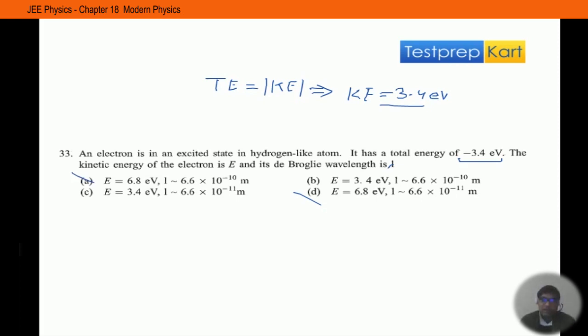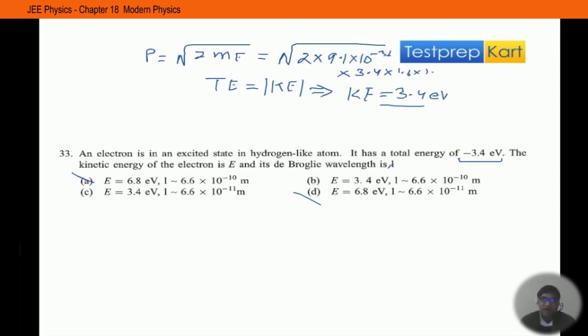Next is the de Broglie wavelength. If kinetic energy is known for the electron, then its momentum can be calculated. Momentum is root of 2mE. So we can put here root 2, mass of electron is 9.1 into 10 to power minus 31. And don't forget to convert this energy into joules, because we want the wavelength in meters. So this is 3.4 into 1.6 into 10 to power minus 19. All these values are under the root.